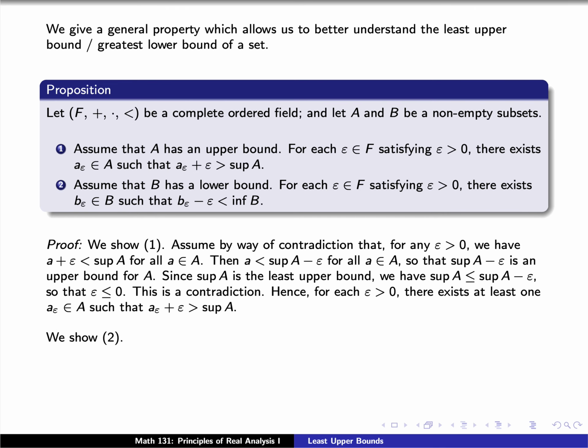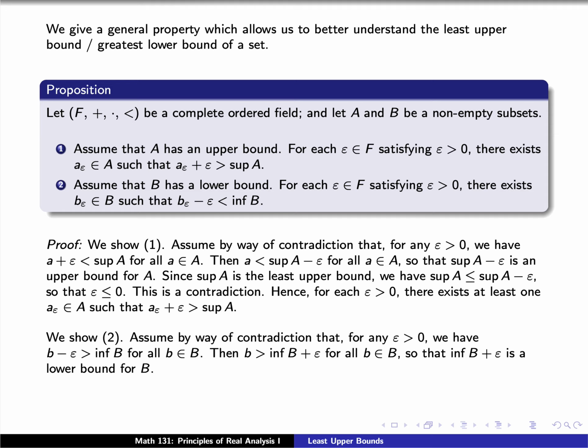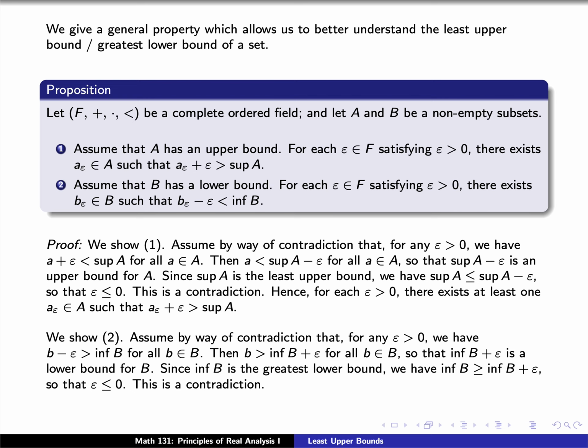Let's try to prove the second statement. Let's assume, by way of contradiction, that for any epsilon, we have B minus epsilon is greater than the infimum of the set B for all B in the set B. Then this means that B is greater than the infimum of the set B plus epsilon for all elements B in the set B, showing that inf of the set B plus epsilon is a lower bound for B. But this contradicts the assumption that inf B is the greatest such lower bound.